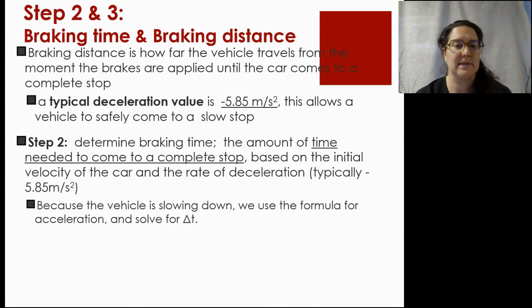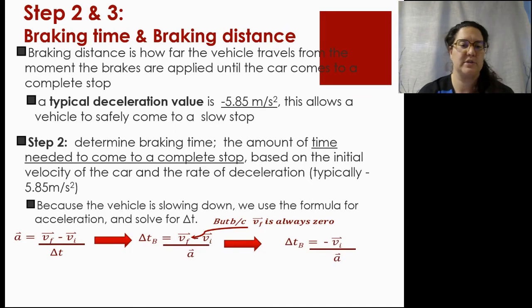Now, braking distance is how far the vehicle travels from the moment the brakes are applied until the car comes to a complete stop. The typical deceleration value is about negative 5.8 meters per second squared, which allows a vehicle to safely come to a slow stop. We need to determine the braking time, which is the amount of time needed to come to a complete stop based on the initial velocity of the car and the rate of deceleration. So we're going to use the formula for acceleration and solve for t.